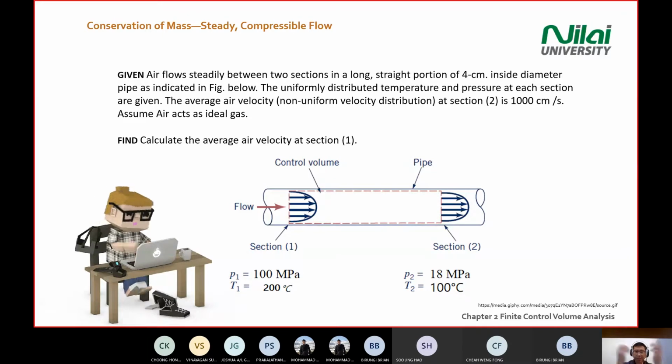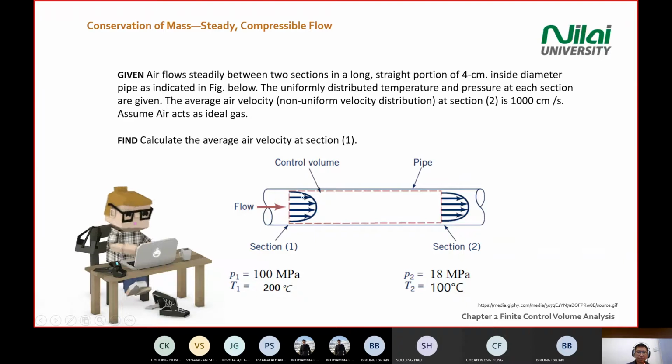Again, this one is also a trick question. Use cm. You should convert to meters later on. Assume air as ideal gas. In the introduction to fluid mechanics or thermal fluid, we already covered what is the ideal gas, but we will see ideal gas again in a later chapter. So calculate the average air velocity in section 1 with this here. And you see all these symbols.